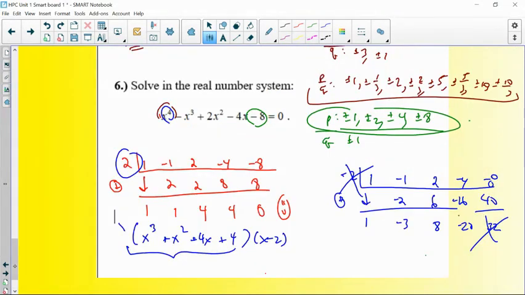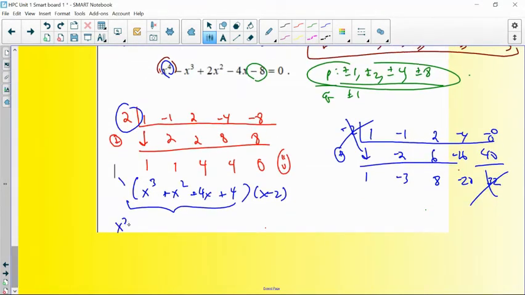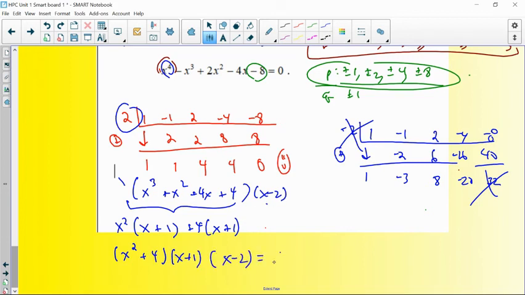I'm going to pull out an x squared out of the first 2 terms. And that gives me x plus 1. I'm going to pull out a 4. And that also gives me x plus 1. And remember, I still have this guy here. So I have x squared plus 4 times x plus 1, and then remember we still had this x minus 2, all equal to 0.